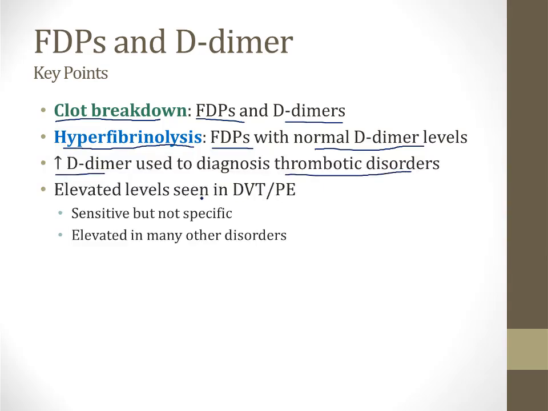The D-dimer level can be elevated in deep vein thrombosis and pulmonary embolism. It is a relatively sensitive test for these disorders, but not very specific. The D-dimer level is elevated in many other disorders, and when you do your clinical rotations, you'll learn how to use the D-dimer level to try and make a diagnosis of one of these conditions.